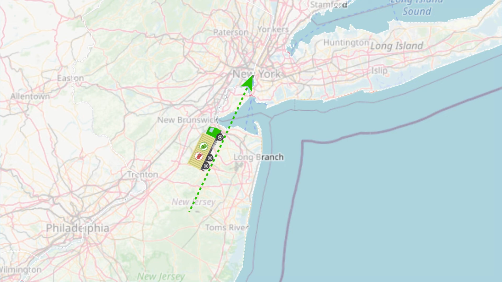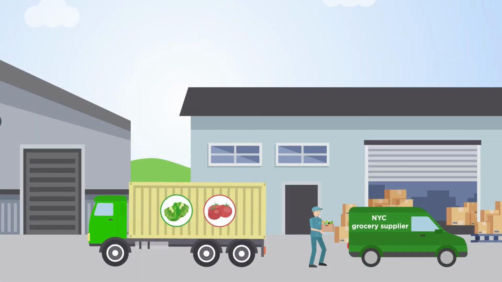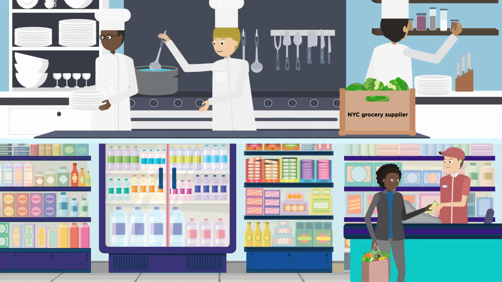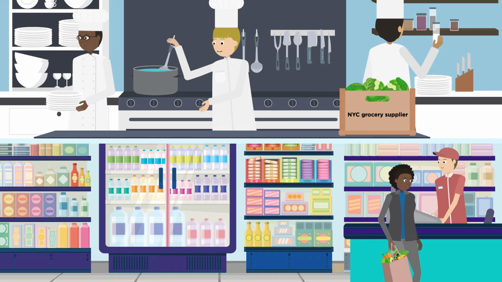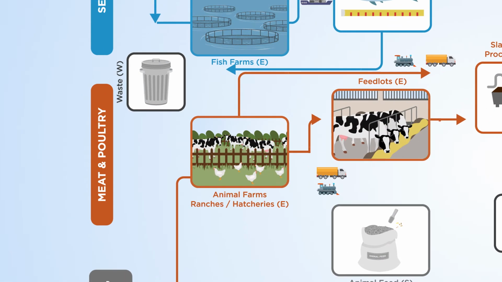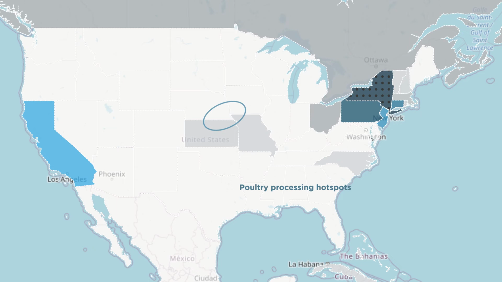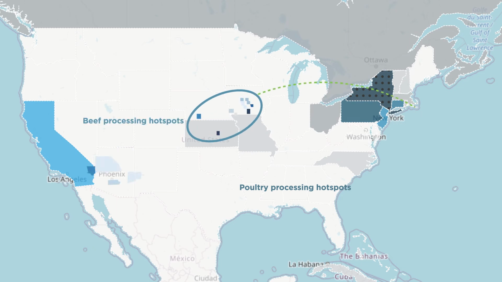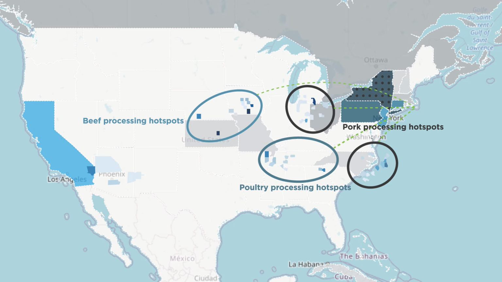The food is then redistributed and sent along the final leg of its journey to restaurants or grocery stores in New York. Different food products have different supply chain journeys. For example, beef is likely to originate from Midwestern farms and feedlots with food processing in Chicago, and pork and poultry come mostly from the South.